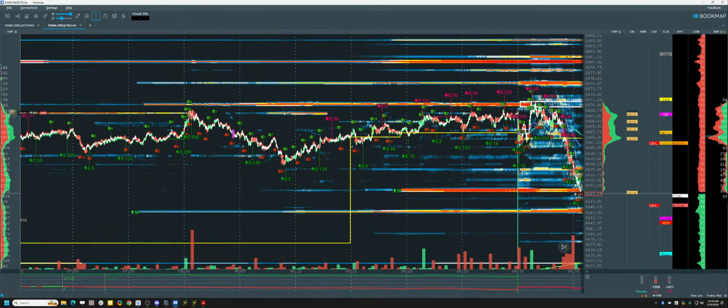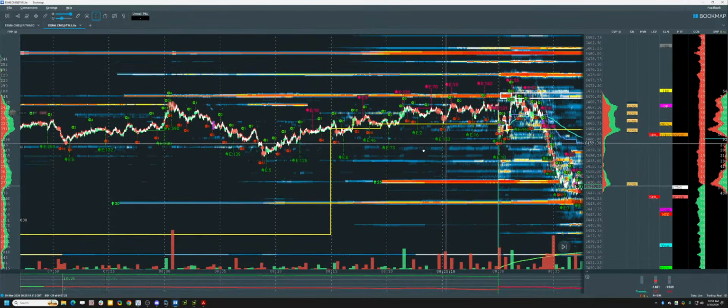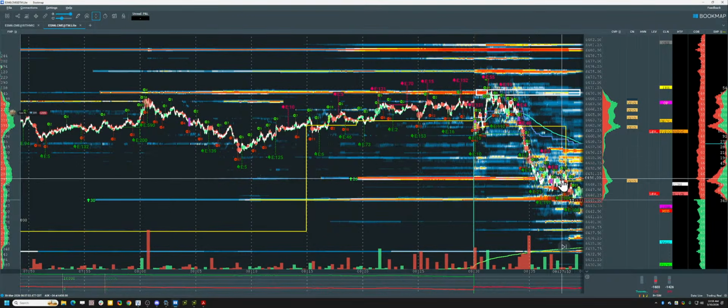So it fell down, and I was looking for it to rotate, and it didn't do it. So I go, well, that is very interesting. Now I get VPOC migration. This suggests to me this is too high. I've got trouble, and I've got to figure out what to do now.